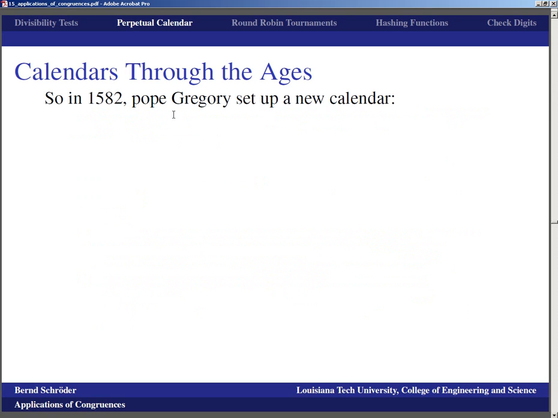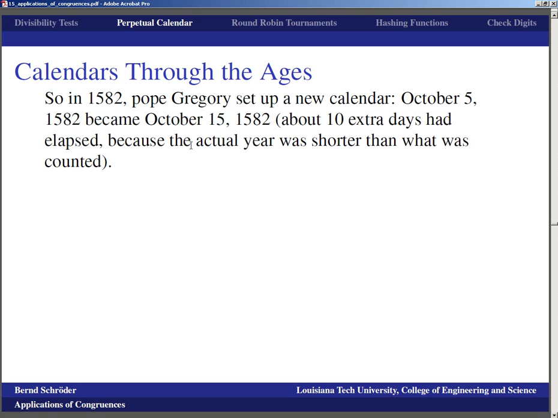And so in 1582, Pope Gregory set up a new calendar. October 5th, 1582 became October 15th. 1582, okay, so about 10 extra days had elapsed, right? So they didn't quite capture the 1 point whatever it was extra days, but that's not that problematic anymore because, I mean, you can just, ultimately, you just start planting 2 days earlier or so. At least I would hope that that was the solution. I'm not that versed in historical agriculture.